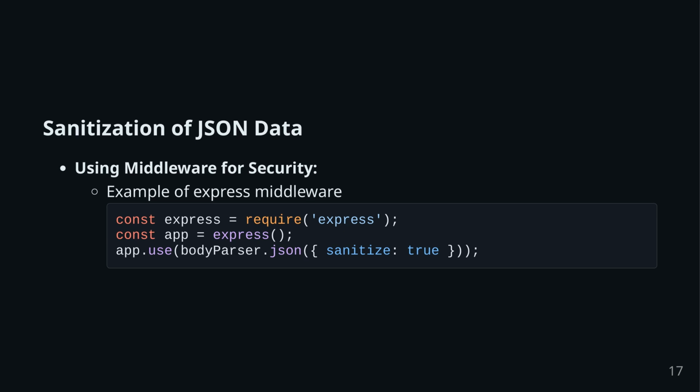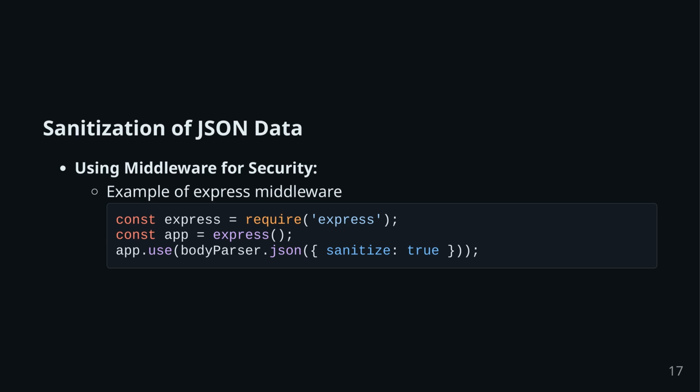The code snippet shows how you can use the body parser library in an Express application to sanitize incoming JSON data. By setting the sanitize option to true, you ensure that the application handles potentially unsafe data appropriately, thereby reducing the risk of injection attacks. This is a crucial step towards building a secure web application that can handle user-generated content safely.